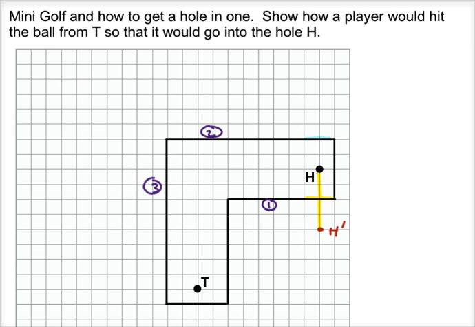So to get from H prime to that wall is a distance of 1, 2, 3, 4, 5, 6. So I need to go 6 above there. 1, 2, 3, 4, 5, 6. And I get that H double prime is all the way up here at the top.